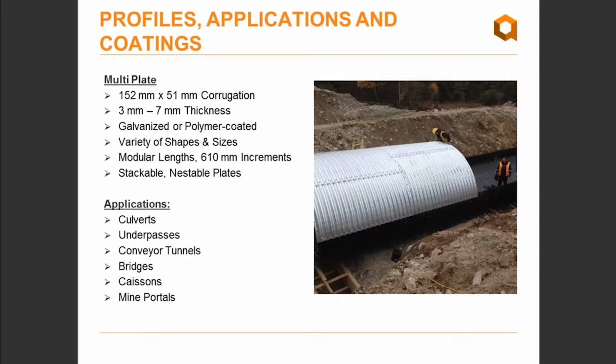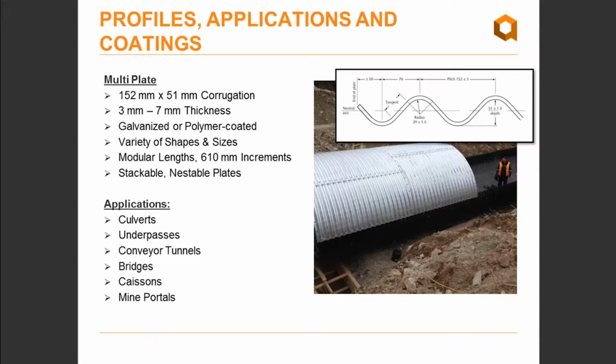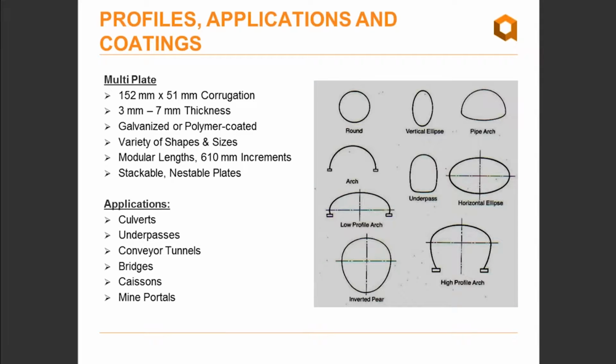So a bit more detail on the multi-plate profile. Multi-plate has a 6 by 2 inch corrugation, or if you're metric, the translation is 152 millimeters measuring from crest to crest, and the depth of each corrugation is 51 millimeters. The product is available in 5 different thicknesses, from 3 millimeters up to 7 millimeters. And there are different shapes available and can be manufactured in different configurations. As you can see, there are full periphery structures. Some of the common ones are pipe arch shapes for low headroom applications, and there are also open bottom structures available.